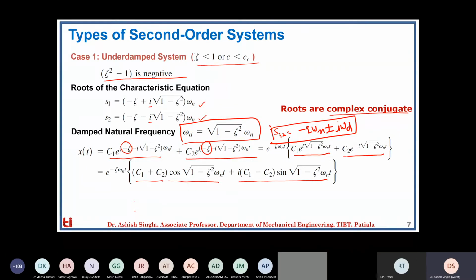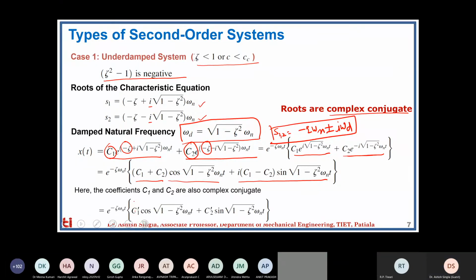Here we need to understand that if the roots are complex conjugate, the corresponding coefficients of the solution are also a complex conjugate pair. So both C1 and C2 are complex conjugate numbers, whereas the combinations C1 plus C2 as well as iota times C1 minus C2 are both real numbers. Let's try to understand this. Let's assume that C1 is a complex number A plus iota B, and C2 is its conjugate, A minus iota B.